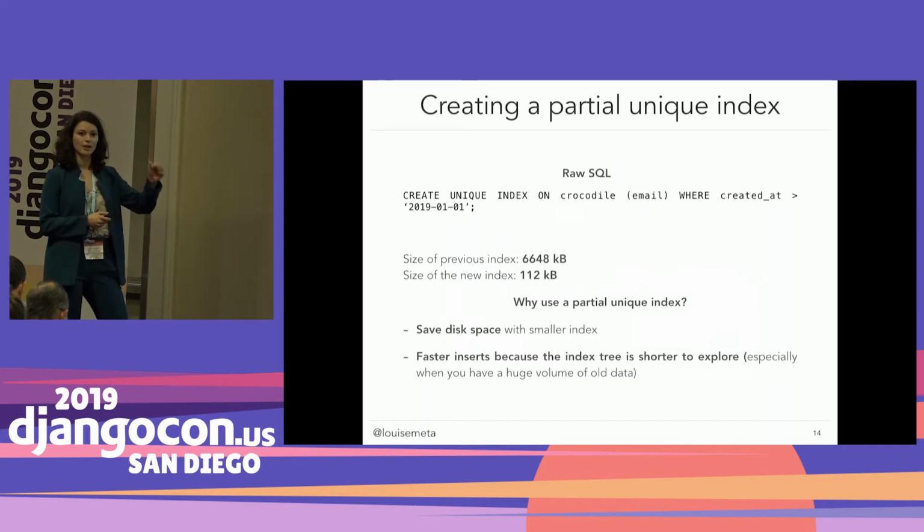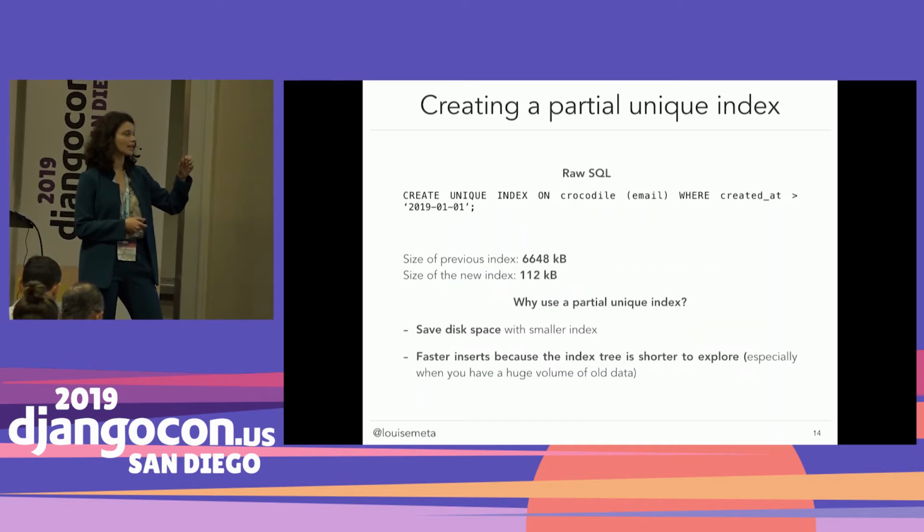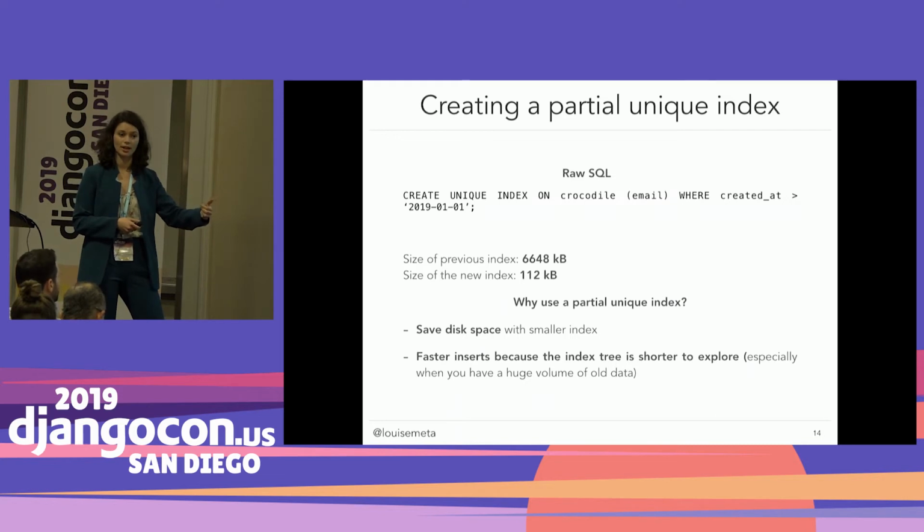Again, it will create an index that will be much, much smaller. So here it's not just saving disk space. That's a very good thing in general. It's also that we're going to have much faster inserts. Because when you insert and there's a unique constraint, Postgres will go through the index and check that you're not breaking the constraint. So having a smaller index will actually help you a lot in terms of performance.